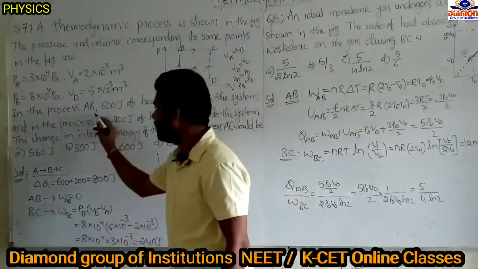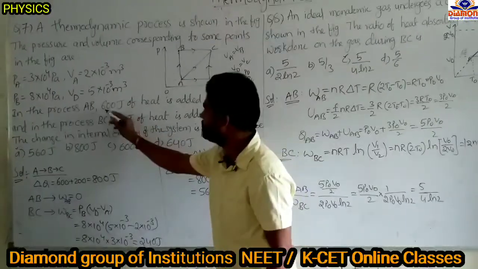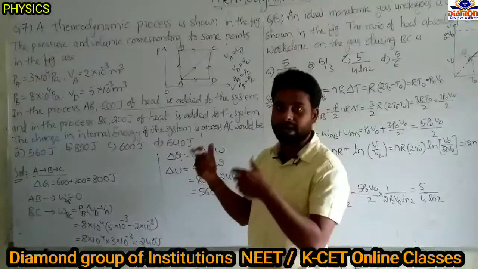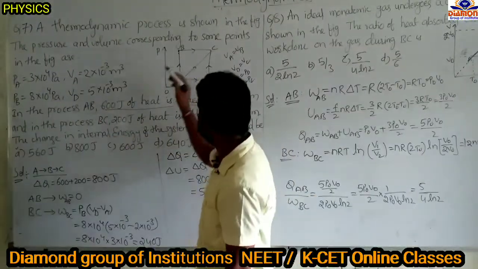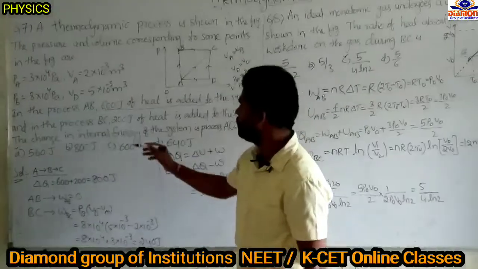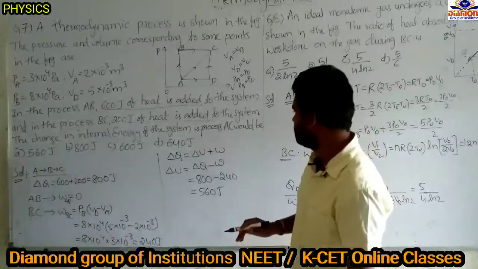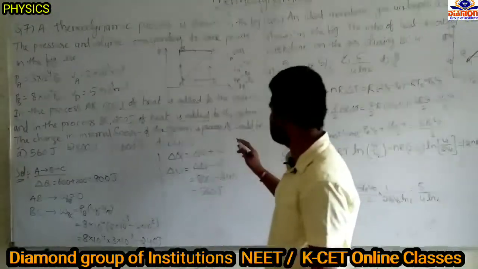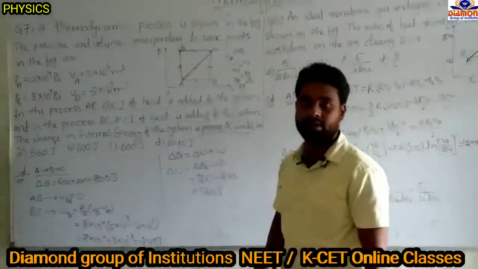See now, in the process AB, 600 joule of heat is added to the system. Next, in the process BC, 200 joule of heat is added to the system. So the change in the internal energy of the system in process AC would be what? In this AC, we have to find the internal energy.